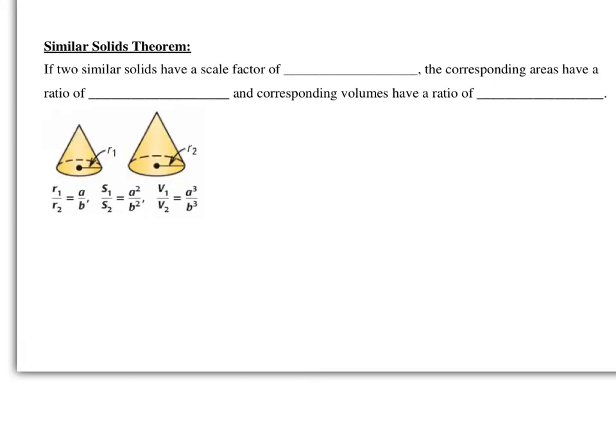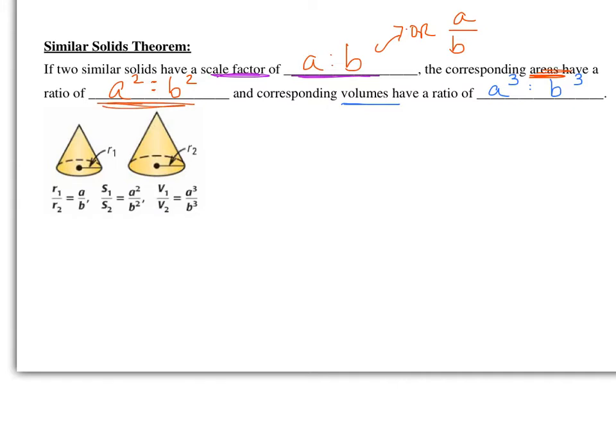If two similar solids have a scale factor of A to B, or sometimes you might see it as A over B, we use it for proportions. The corresponding areas have a ratio of A squared to B squared. The volumes have a ratio of A cubed to B cubed. So make sure you take note of how they're different. The sides have the scale factor A to B, the area is A squared to B squared, and the volume is A cubed to B cubed.